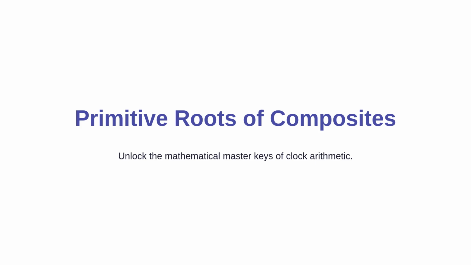Welcome to Number Theory. Today we are exploring a fascinating concept called primitive roots of composites. Imagine having a massive ring of keys, but you want just one master key that can open every single locker in a hallway. In the mathematical world of clock arithmetic, a primitive root acts exactly like this master key. Let us dive in and see how it works.